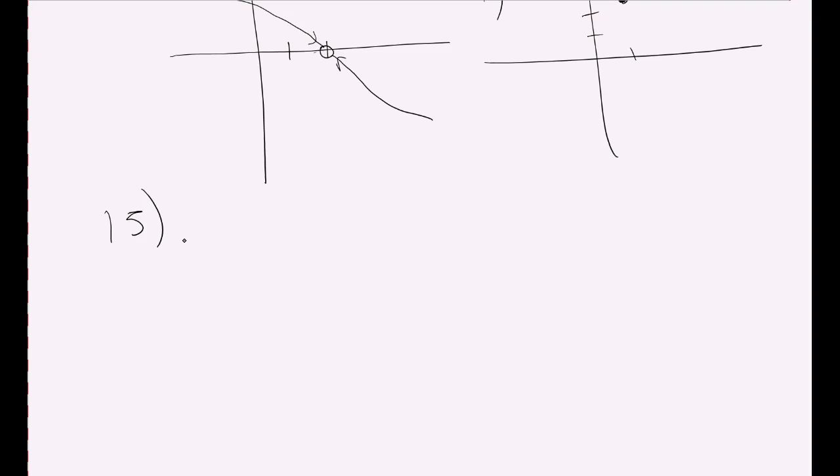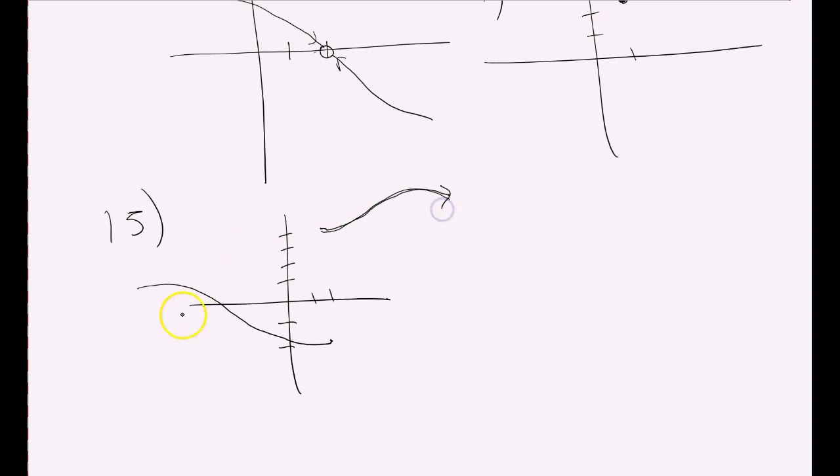Create a graph such that the limit as x approaches 2 from the right is 4. 1, 2, 3, 4. So when we're coming to 2 from the right side, we have a 4. We're trying to get to 4. But the limit as x approaches 2 from the left is -2. So from this side, we want it to be -2. Now, it looks something like this. It'll be one of the jumps, you know.